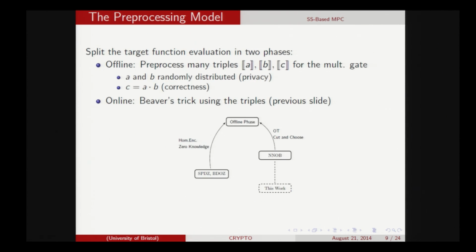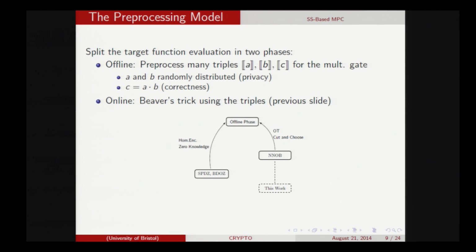OK. So this brings us to the preprocessing model. In this model, you split the circuit evaluation in two phases. The online phase is where the actual evaluation of the circuit takes place, using the method that I just explained in the previous slide. And the offline phase is to generate all these triples. You can see these triples as the correlated randomness that was mentioned in some talks this morning.